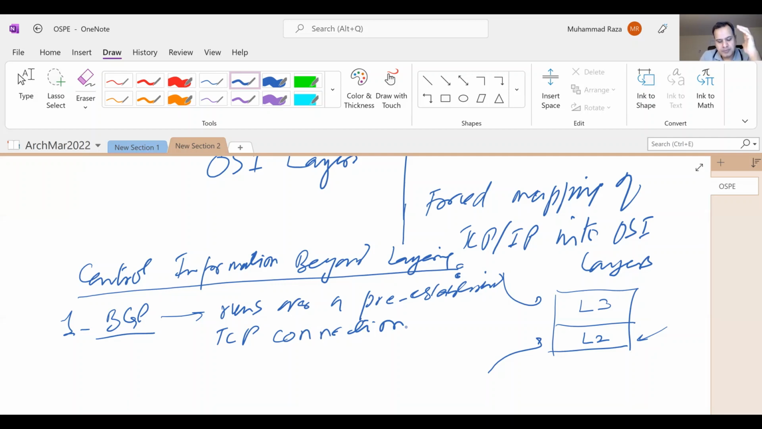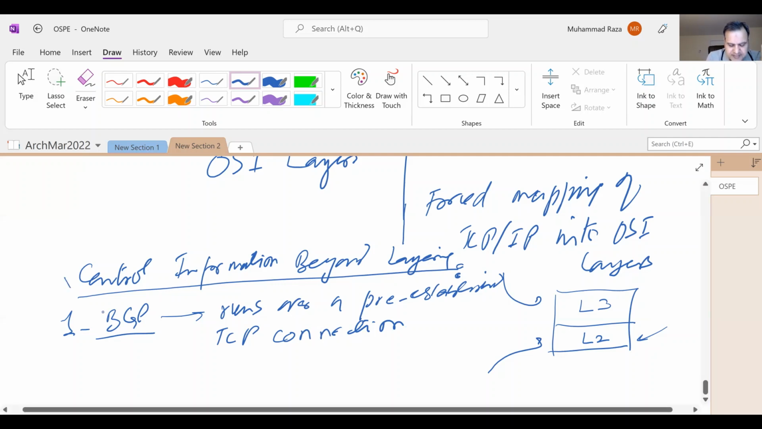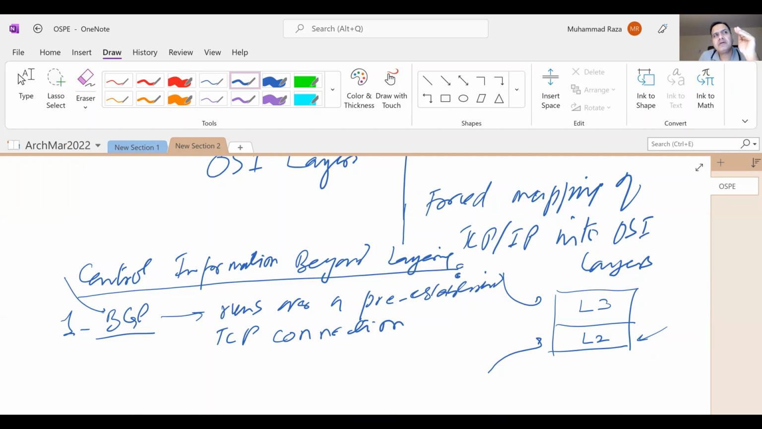So is BGP an application layer protocol? Not really. Why? Because it does not deliver or provide application layer services. So this is the argument. When people see protocols like BGP listed in application, they say they don't provide any application layer services, right? That's the counter argument.